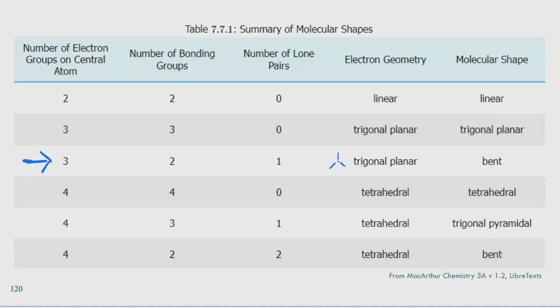So our trigonal planar shape and then our bent shape would look something like that. Questions on reading the table or on any of our 5 shapes? There are more shapes, but we're not going to talk about them in Chem 20. You'll learn them if you take Chem 1.